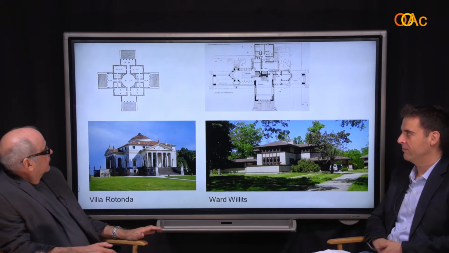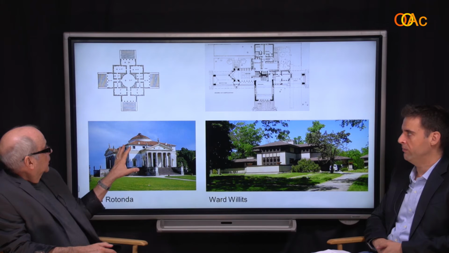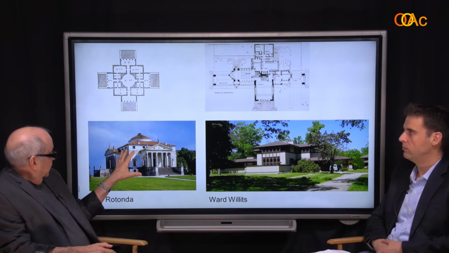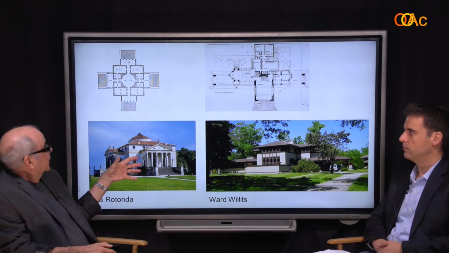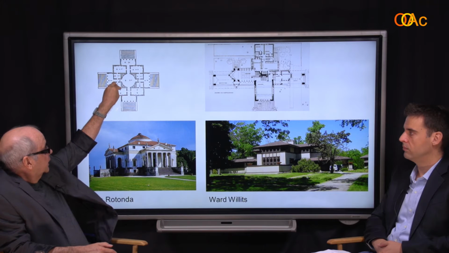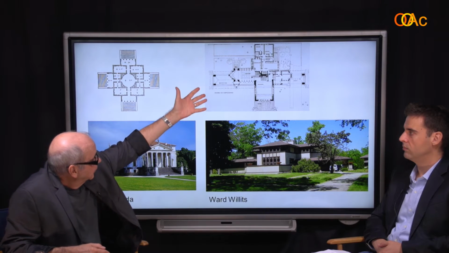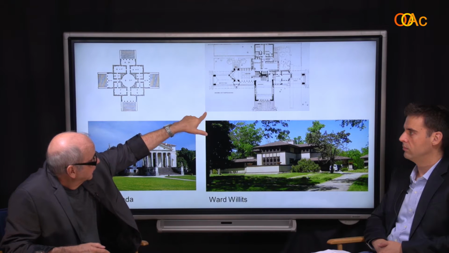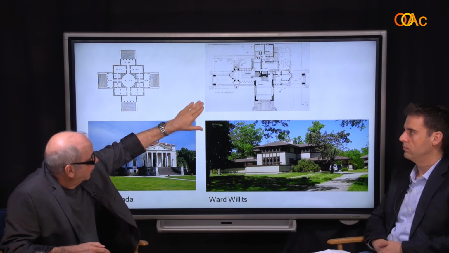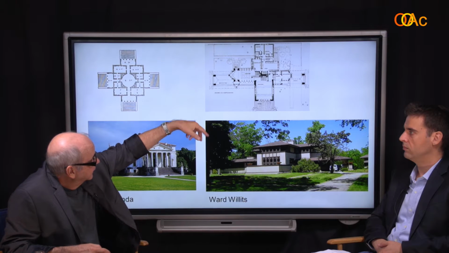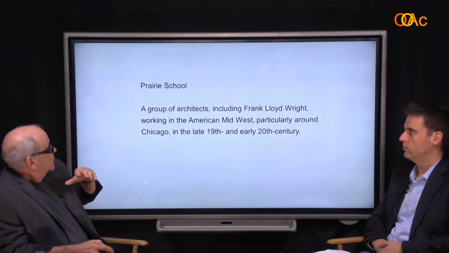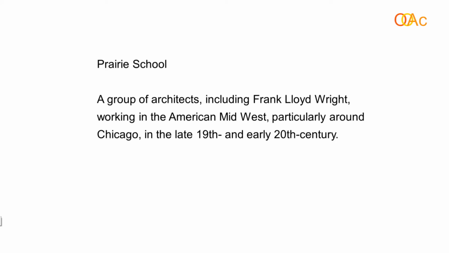So, again, we start with the Villa Rotunda by Palladio, 1500s, which puts the human being in the center to survey out. And here we've got asymmetry, open plan, and hearth in the center. So the Prairie Style is a group of architects, including Frank Lloyd Wright. There are others sort of working in this genre. You'll find books describing all of them.